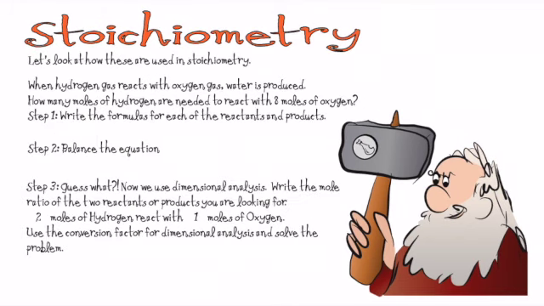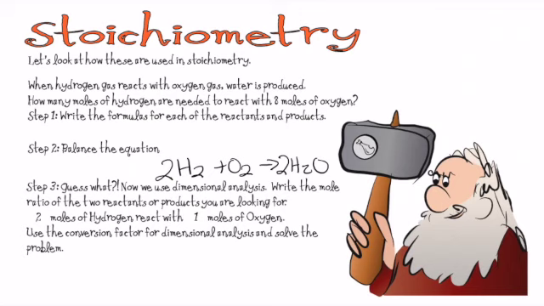Let's look at how these are used in stoichiometry. When hydrogen gas reacts with oxygen, water is produced. How many moles of hydrogen are needed to react with 8 moles of oxygen? Our first step is to write the formulas for the reactants and the products: hydrogen plus oxygen yields water. Now we need to balance the equation. We have 2 oxygens on our reactant side, so we need 2 on our product side. That gives us 4 hydrogens, so we need 4 hydrogens on the reactant side.